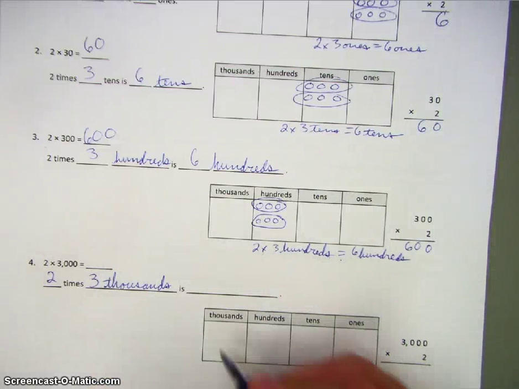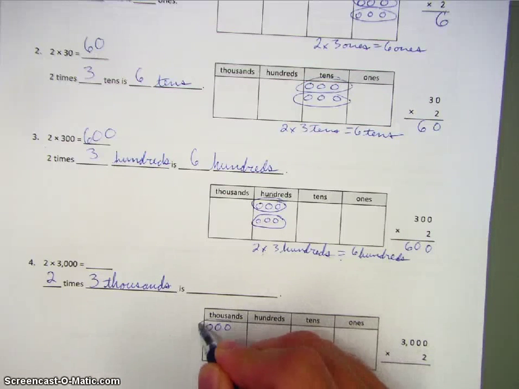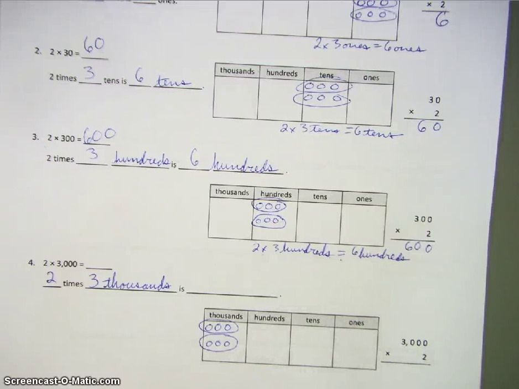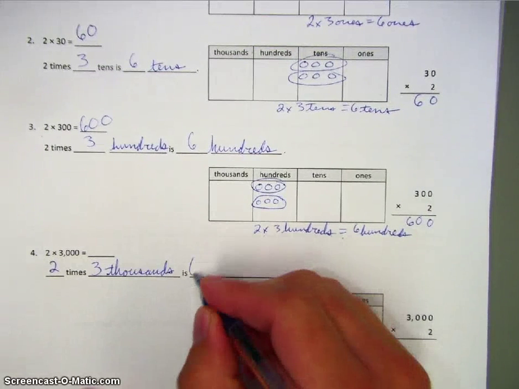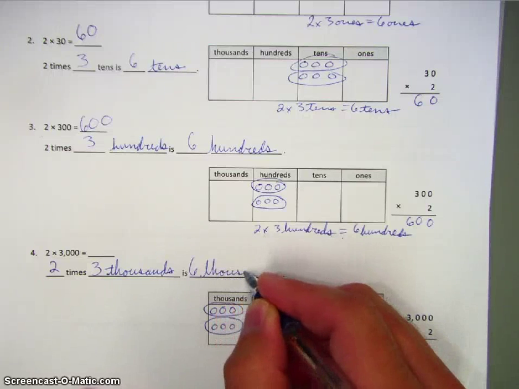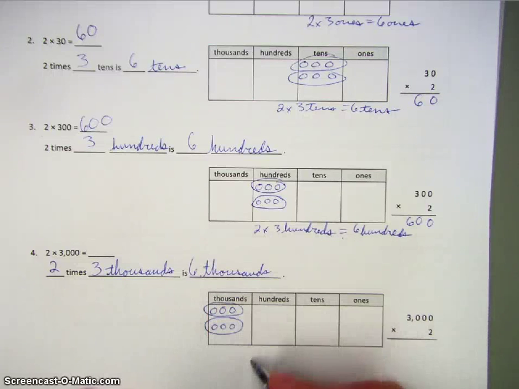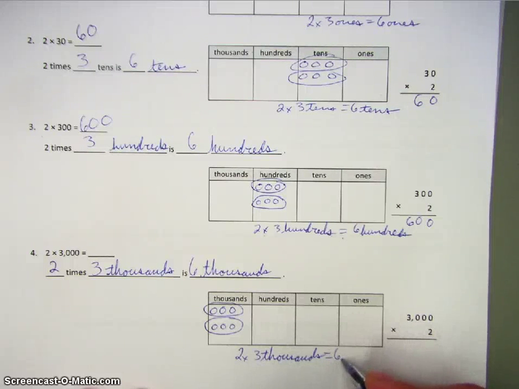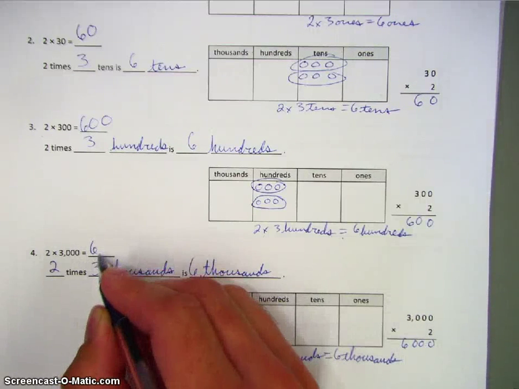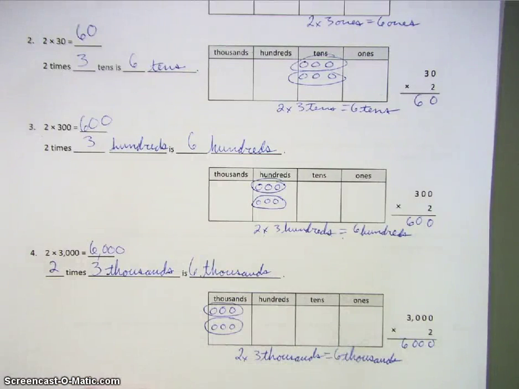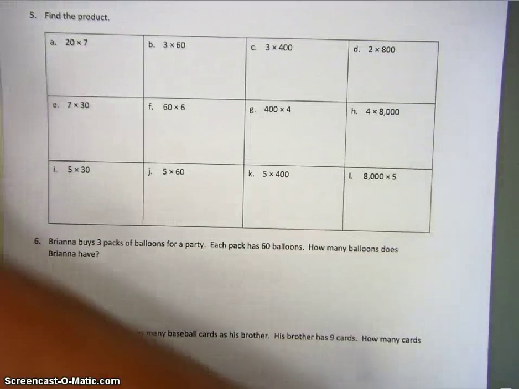Okay, let's come over here to our place value chart, draw our 2 groups of 3 thousands. Okay, so we see that we end up with 6 thousands. Okay, so 2 times 3 thousands equals 6 thousands. Okay, written out as unit form. Okay, and then written as standard form. Okay, looks like that. Okay, all right, moving on to the next page.